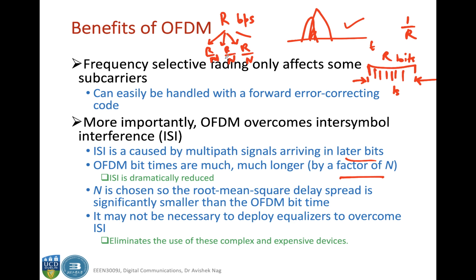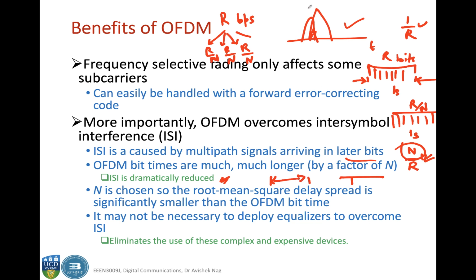And if you're dividing into r by n, then in 1 second you are having r by n bits, so therefore each bit is n over r wide. Compared to this, the bit duration of OFDM is n times larger, by a factor of n. This is much longer, and that's why ISI is dramatically reduced, because the bits are spaced further apart like this. So there is more room for ISI.